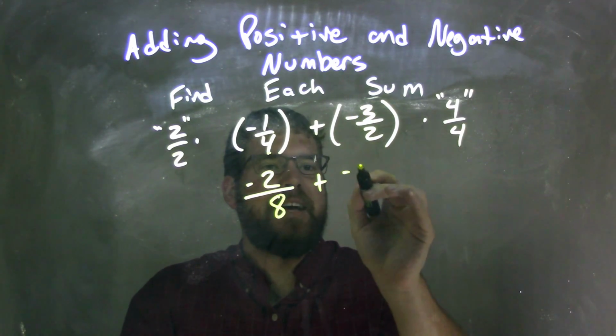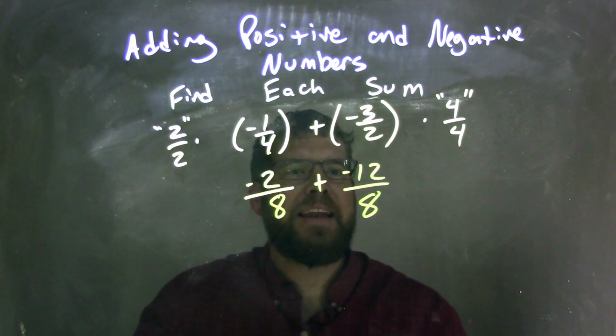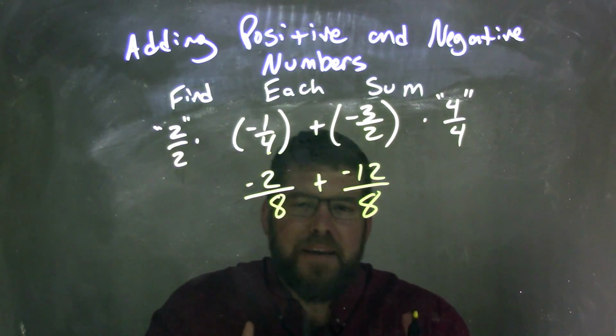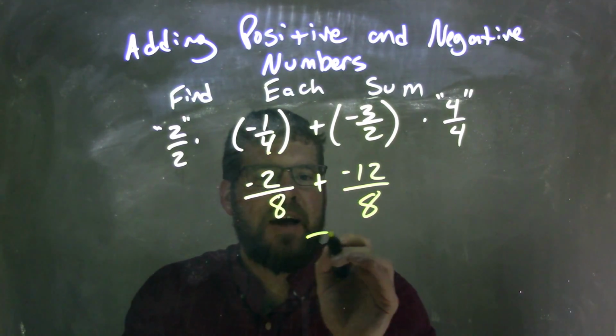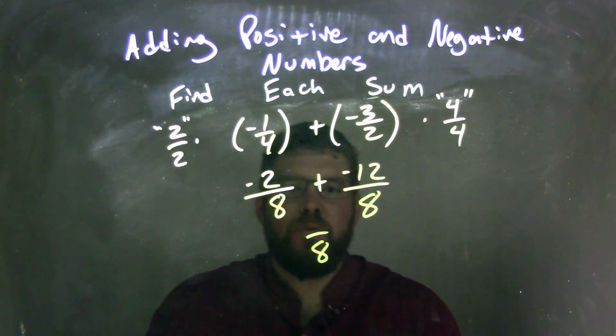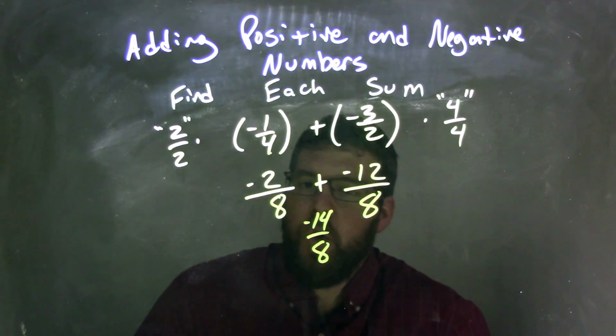-3 times 4 is -12. And 2 times 4 is 8. And so what that tells us here is that -12/8 is the same as -3/2. We just adapted it to have a different base. But now they have the same base. And since the fractions have the same base, we can write that base out right here, and we just add across the numerator. -2 plus a -12 is -14. And so we have -14 over 8.